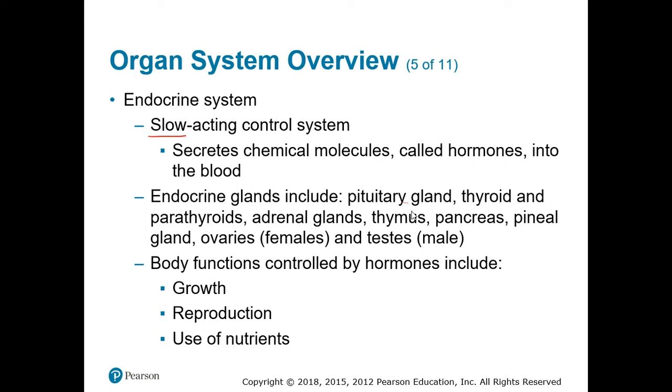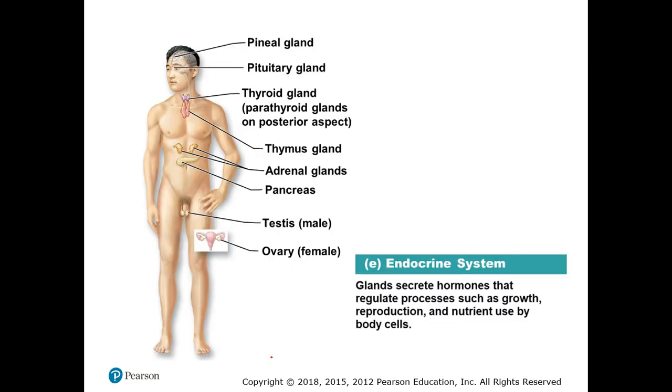Now, one thing to note is I don't actually cover the endocrine system within this chapter because a lot of them are embedded into the other chapters, and I run out of time towards the end of the year. But it's very important that you know that these play a big role. Body functions include control of growth, reproduction, and use of nutrients. So here's an example of where all those are. We talk about your pineal and pituitary gland when we go over the nervous system, and then we also talk about your pancreas when we go over the digestive system.